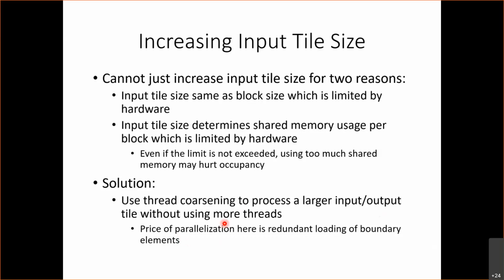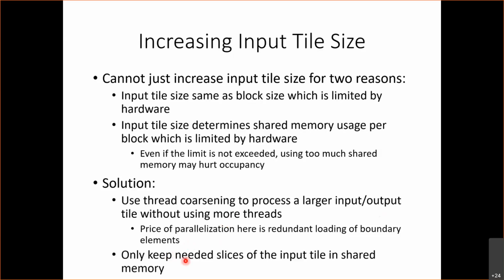I was able to increase the output tile size without increasing the number of threads, but I still need more shared memory, right? So what can I do about shared memory? Well, what we can do is keep only slices of the input that we need, because now that we've coarsened our threads, every thread is going to be processing a particular input at every point in time. So we only need to keep the data that we need for that step.